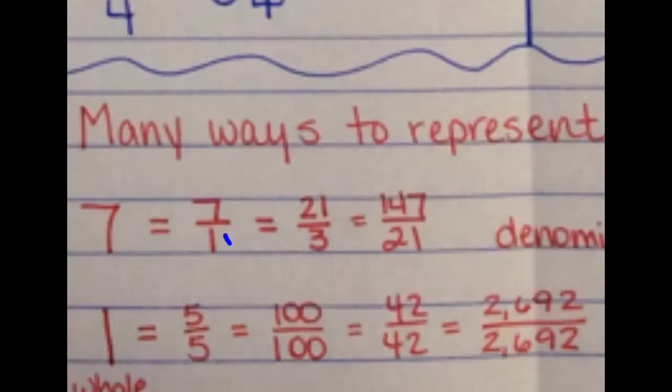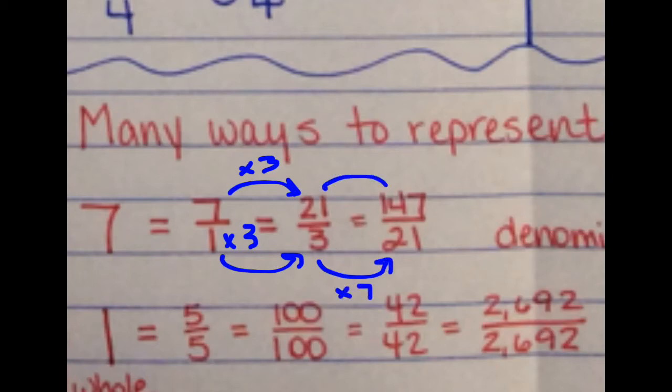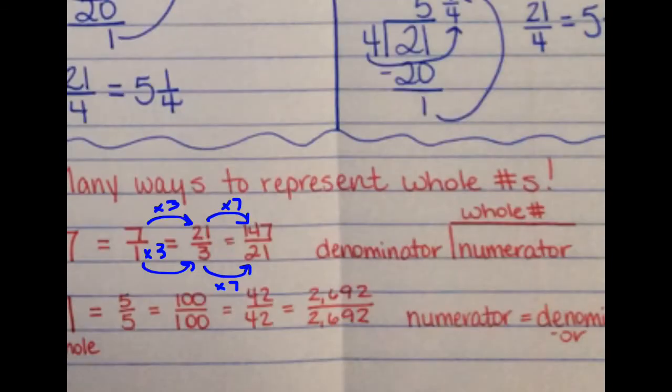For example, right here we multiplied the denominator by 3, so we multiply the numerator by 3. Multiply the denominator times 7, multiply the numerator times 7. Now since these were improper fractions right here, if you divide the numerator by the denominator, you get the whole number as your quotient, as your answer.